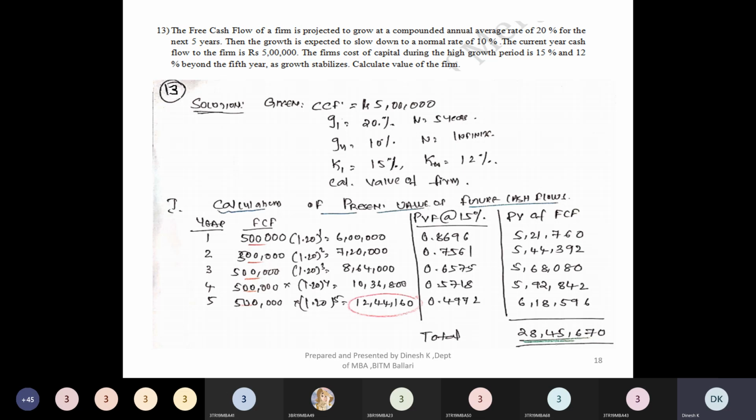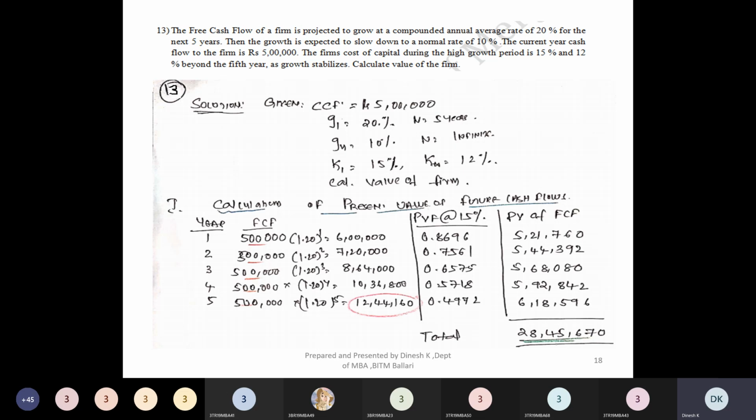When you want to value the firm, there are different methods. One can use a relative valuation method to know the value of the firm, or you can use a discounted cash flow method to value the firm. So here, with the given data, we will try to value the firm. So what is the given data here?